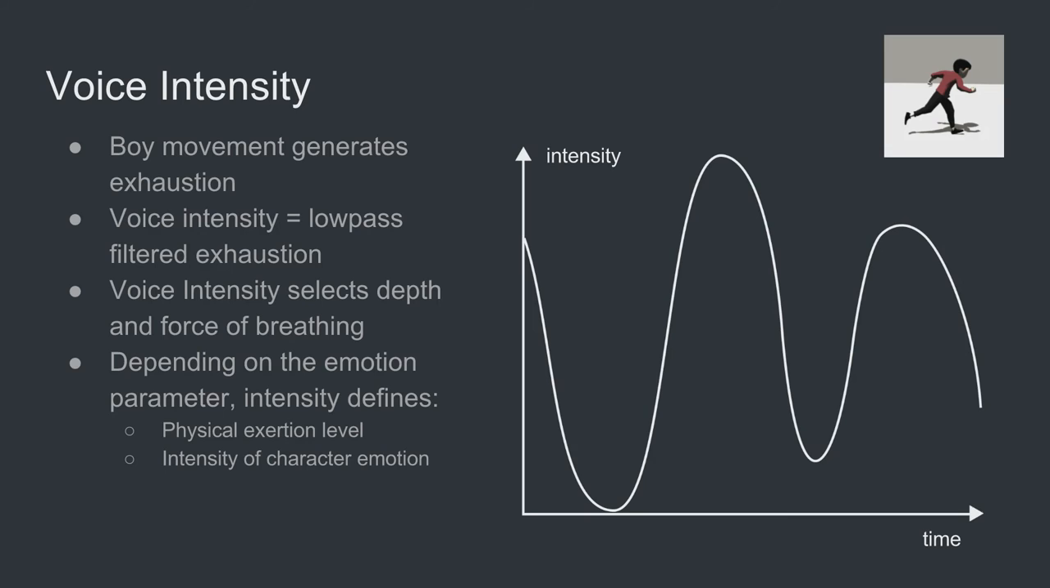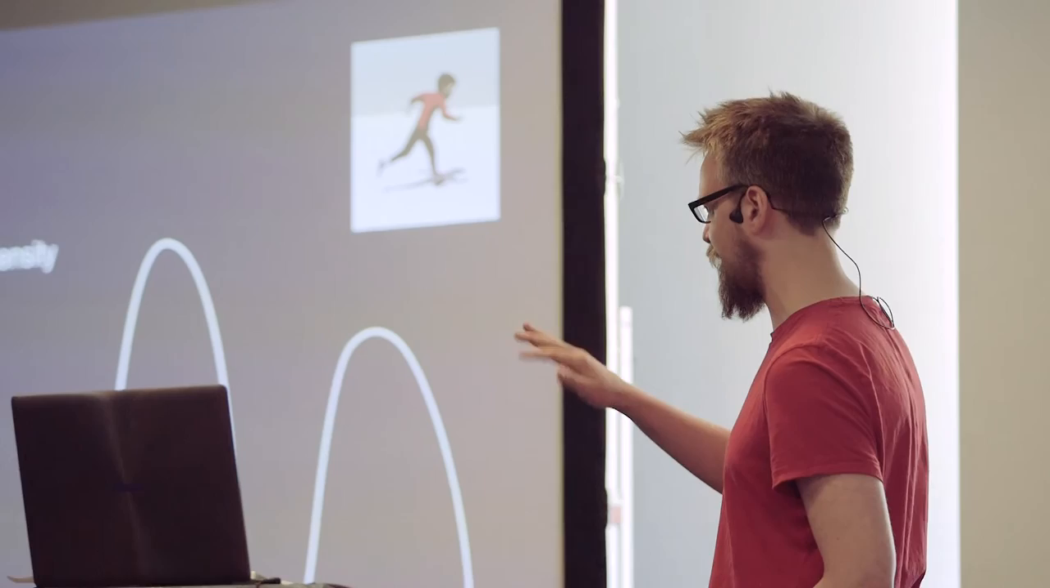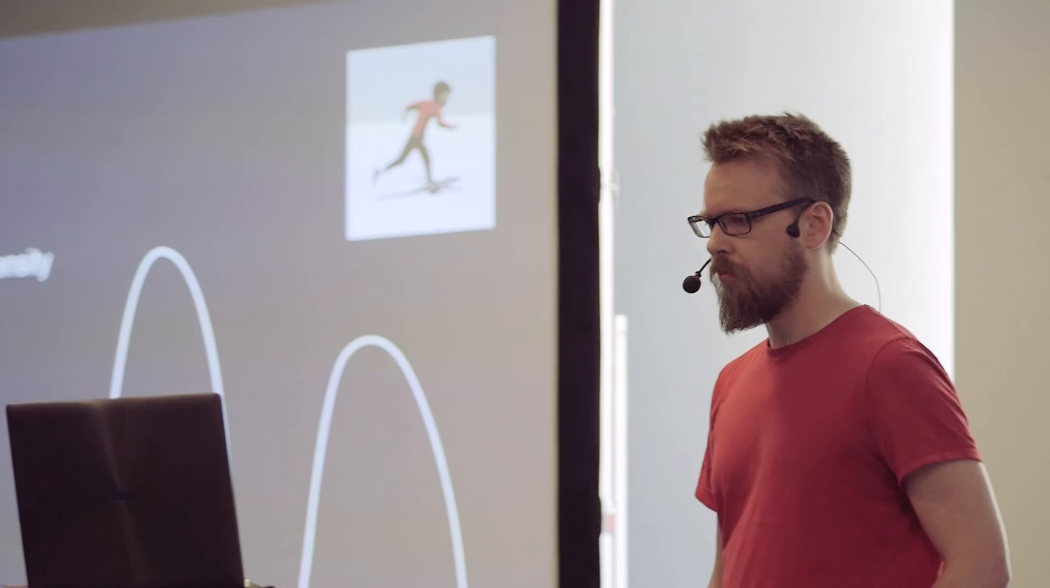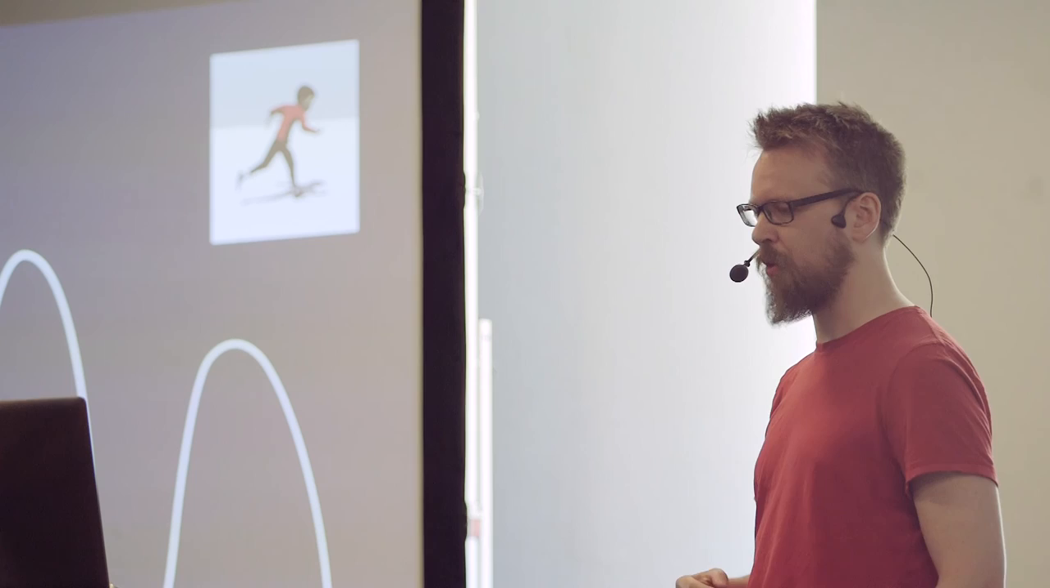Now, intensity is a very expressive tool throughout the game, and Martin showed it before. So his movement is generating exhaustion. Step one is how quickly he is running, then he gains it faster and so on. So voice intensity is just like a filtered version of that. We get a smooth version of how much energy he's using at a time. And we use that to select the sounds, as Martin showed. And depending on the emotions we have selected, it can either just be how exhausted he is, but it could also mean that he's a little bit scared or very scared, for example.